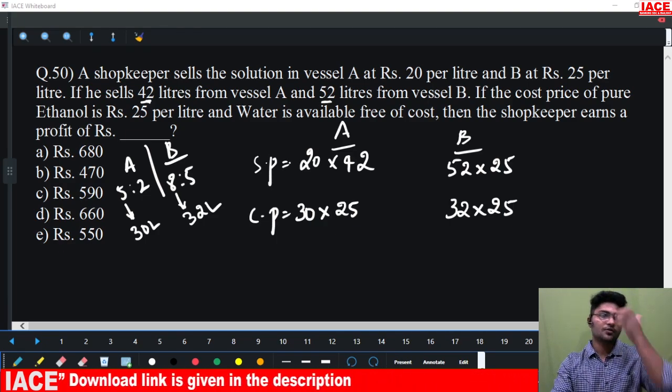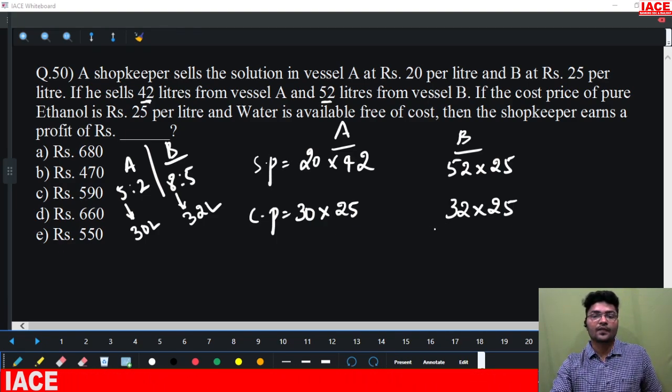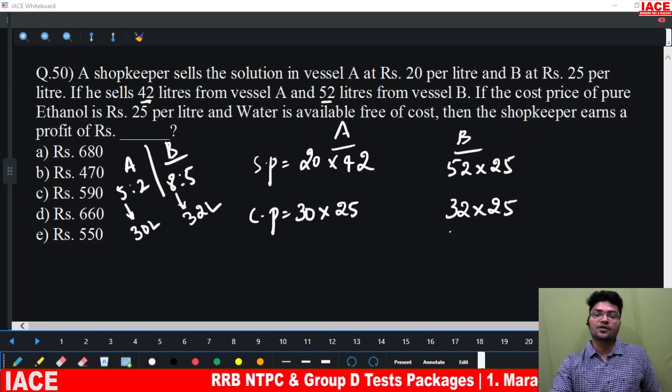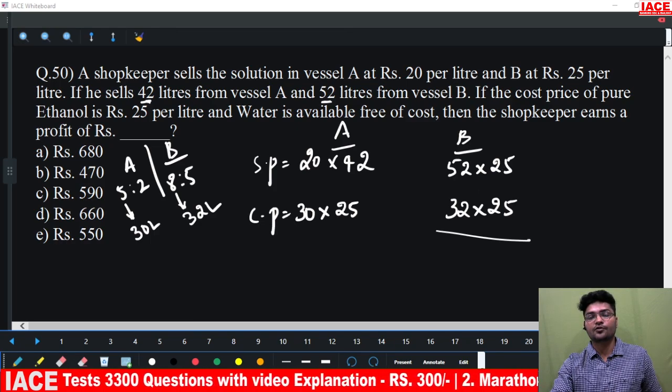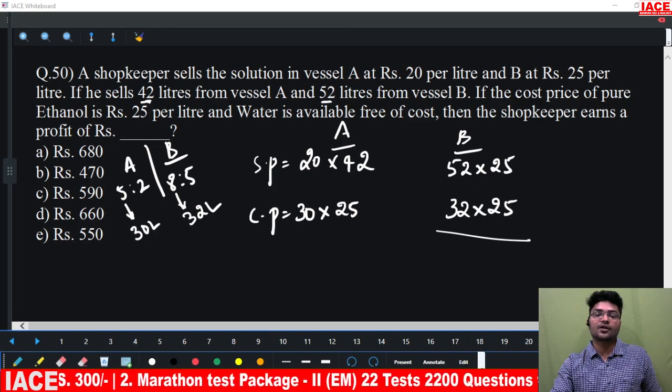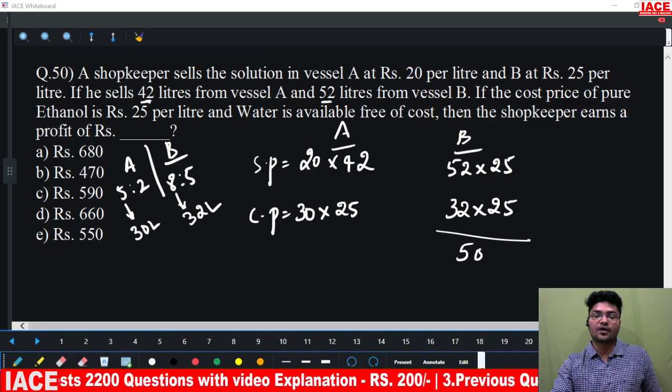Now we need to find out how much profit the shopkeeper is earning. From container B, how much is earned? 25 into 52 minus 25 into 32. So the difference will be 25 into 20, that is 500.